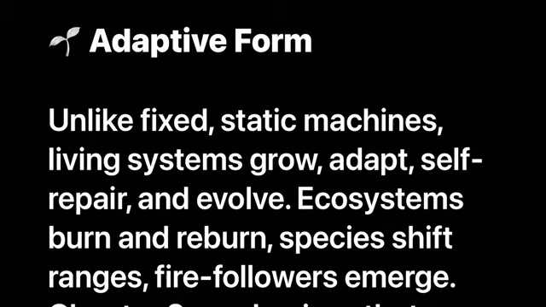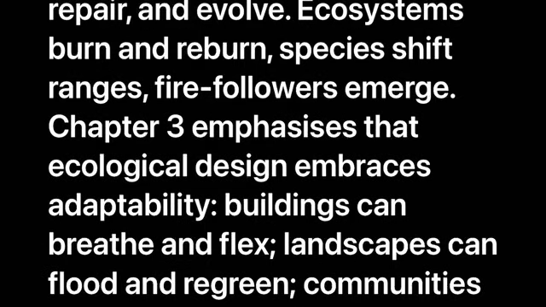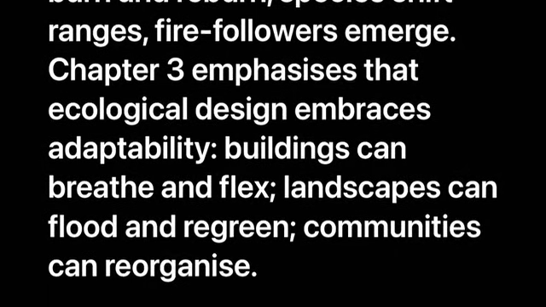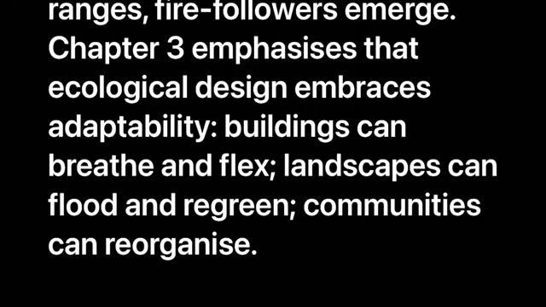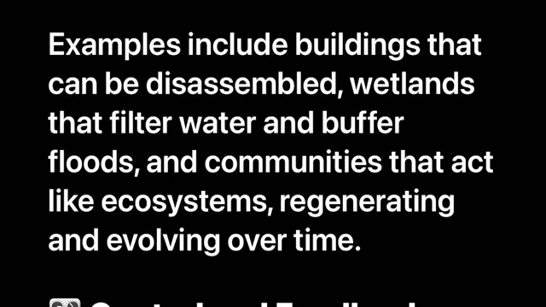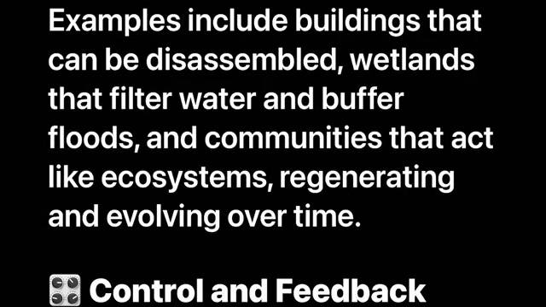Adaptive form. Unlike fixed, static machines, living systems grow, adapt, self-repair, and evolve. Ecosystems burn and reburn, species shift ranges, fire followers emerge. Chapter 3 emphasizes that ecological design embraces adaptability. Buildings can breathe and flex. Landscapes can flood and regreen. Communities can reorganize. Examples include buildings that can be disassembled, wetlands that filter water and buffer floods, and communities that act like ecosystems, regenerating and evolving over time.